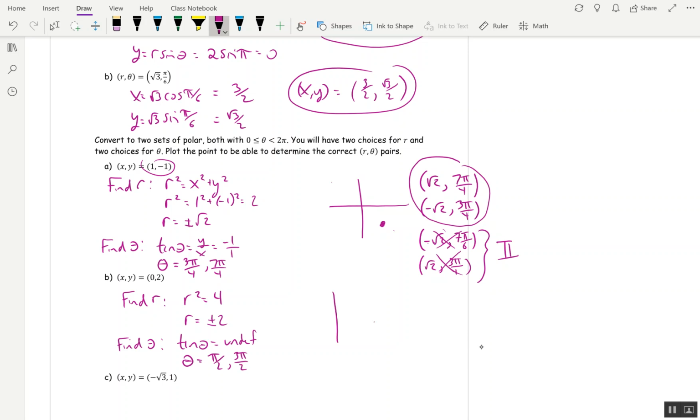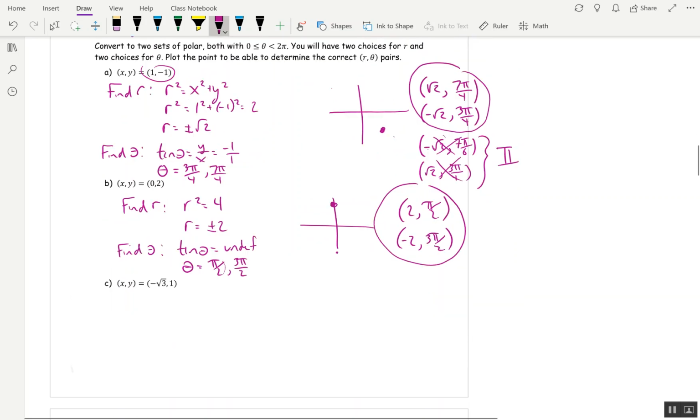So to figure out how to pair these, we need to plot the point. X is 0, y is 2, that's up here. So if I want to pick positive r, I need to pick the angle that's going to put me in the right spot, and that's pi over 2. And if I want negative r, I'm going to have to pick the angle down here, which is 3 pi over 2. And this one you could have done just by plotting this point initially, and you could do that in your head. You don't need formulas to figure that out because it's just a quadrant angle.